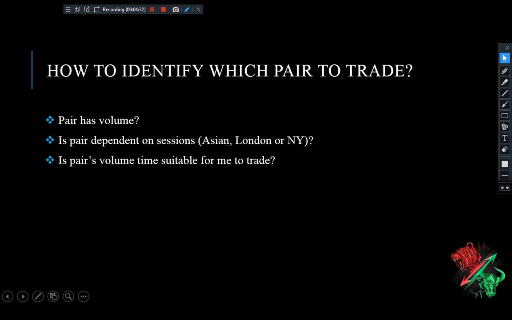Another thing is whether the pair's volume time is suitable for me to trade. Now I have an example. As I said about USD, let me write it down. USD JPY.